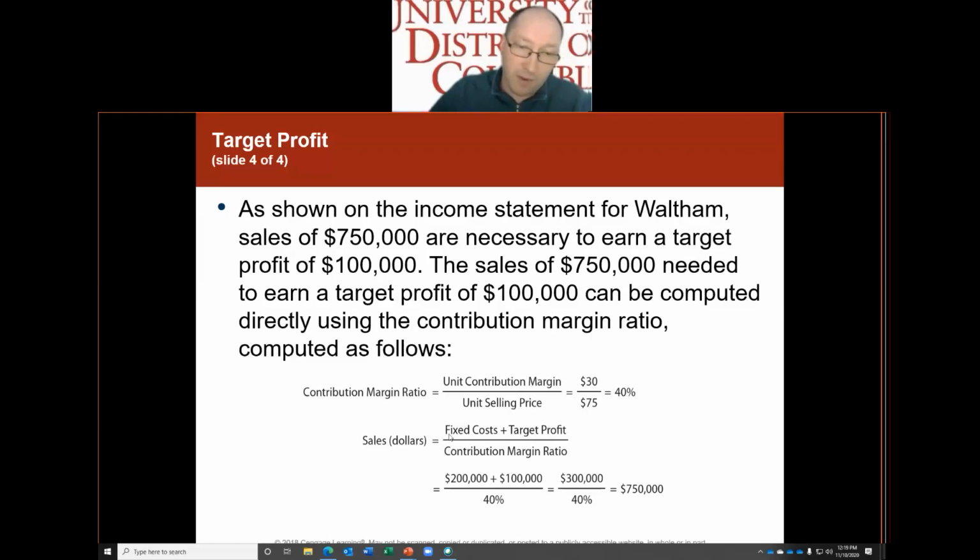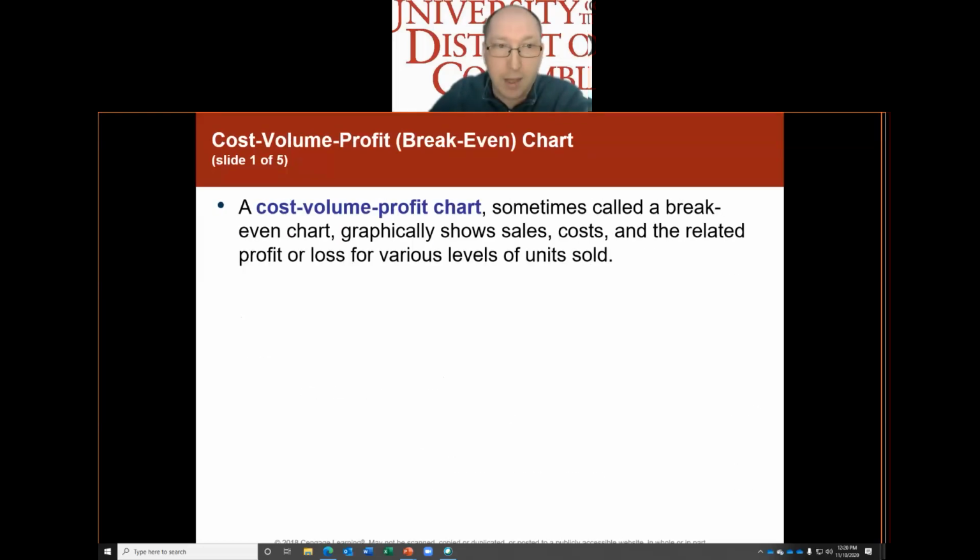Then we figure out our sales dollars. To figure out how much we need to earn in sales dollars to earn $100,000 worth of profit, we take our fixed cost plus our target profit. That's $200,000 plus $100,000 divided by our contribution margin ratio of 40%. So $300,000 divided by 40% equals total sales dollars that we need to sell to earn a profit of $100,000, which is $750,000. Good? Makes sense? Hope so. Okay.